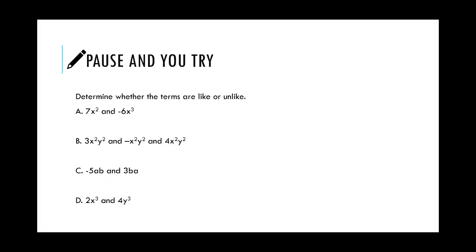Okay, so go ahead and pause it and see if you can answer these few questions. So all you're doing is determining whether the terms are like or unlike. So pause it, take a few seconds, and just say yes they are or no they're not. So this first one would be a no or unlike. That's because the x is to the 2, the x is to the 3. B has 3 separate terms, but they're all the same variables with the same powers. So these would be like.